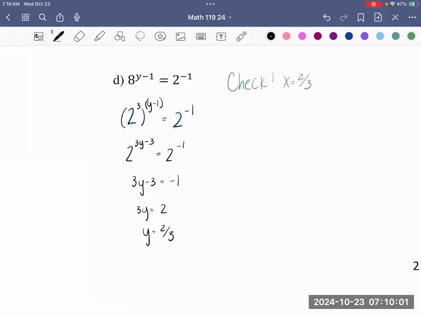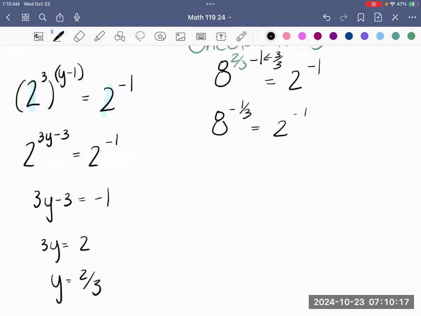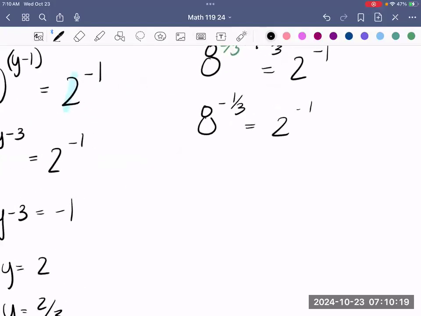So now let's go ahead and check when we have 8 to the 2/3 minus 1 is equal to 2 to the negative first. So now we have 8, and that's really just 3 over 3. So now we're working with negative 1/3. Let's go ahead and drop these into the denominator. So we have 8 to the 1/3 is equal to 1 over 2.